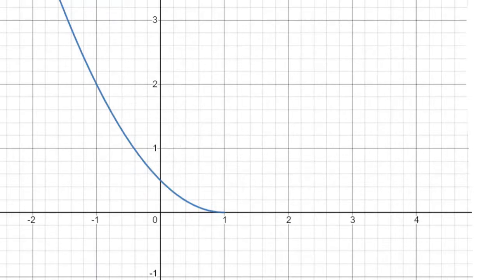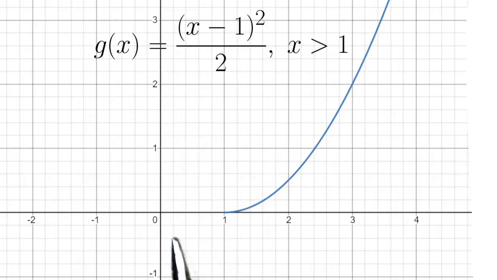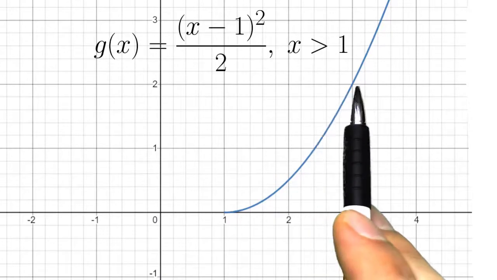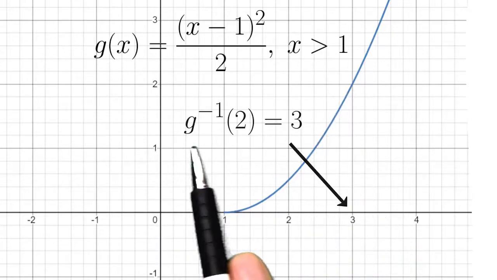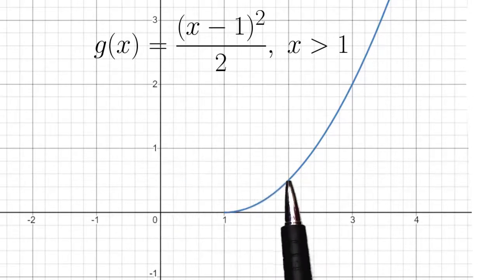I could also have looked at the other half of the original function. So if I call this my new function, if I restrict g to values of x greater than 1, again, it works fine. G inverse of 2 is 3. G inverse of 1 is, well, it looks like some number between 2 and 3. It's right here. G inverse of a half is 2. Everything works fine, and so we do have an inverse function.